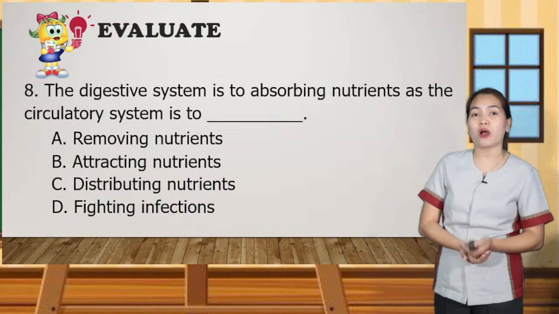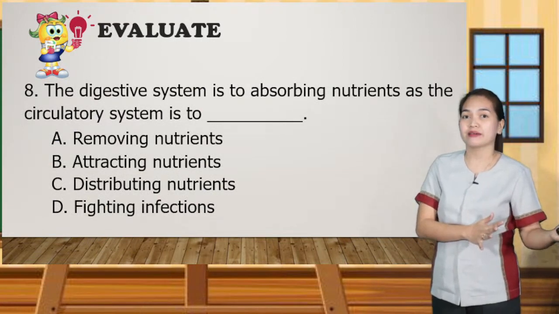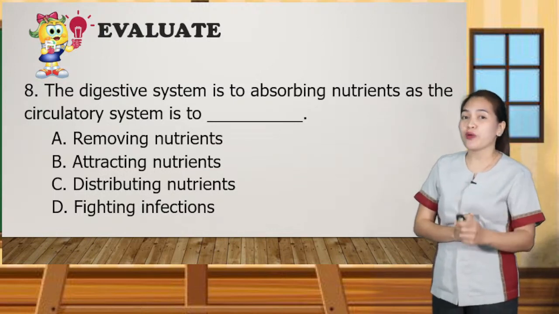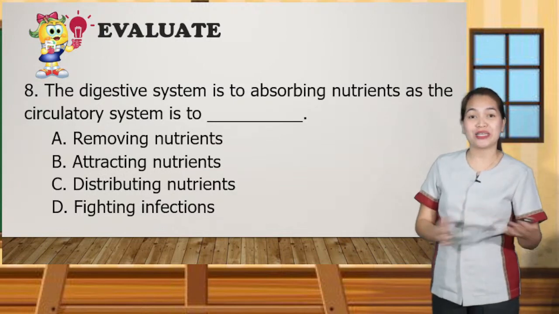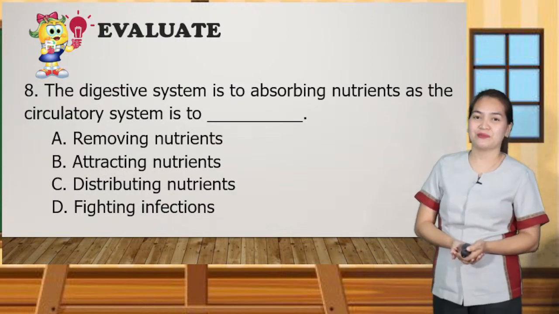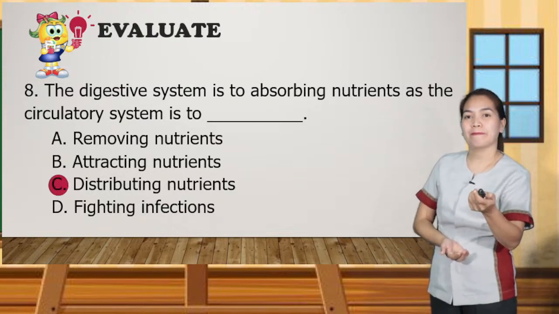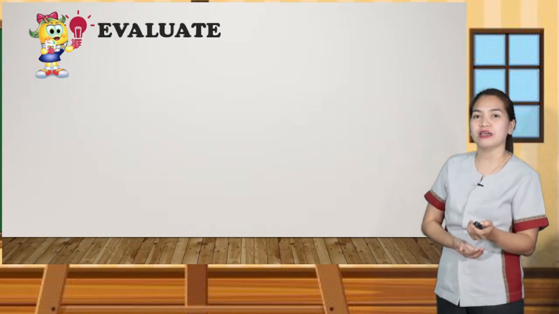Digestive system is to absorbing nutrients, as circulatory system is to blank. A, removing nutrients. B, attracting nutrients. C, distributing nutrients. Or D, fighting infections. The answer is distributing nutrients. All right, very good.